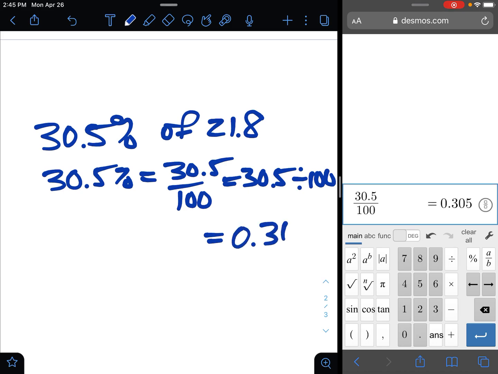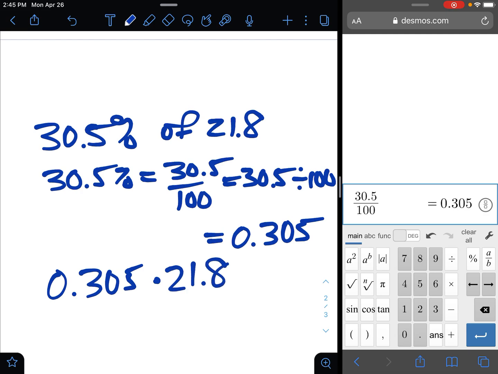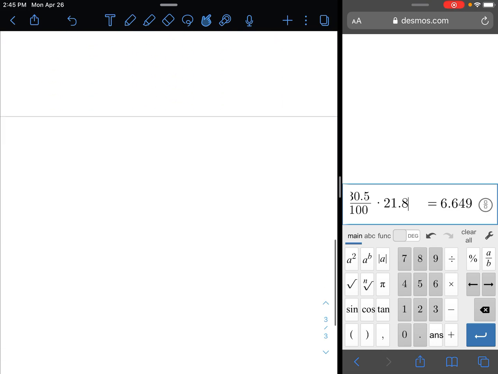And you get 0.305. And then we just simply multiply that by the whole thing we're looking for, 21.8. So we do that times 21.8, and that will give us our answer, 6.649. And we don't round our answer unless it tells us to round. It doesn't say to round here, so just leave it as that for your answer.